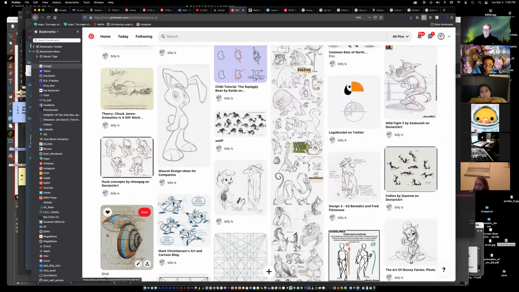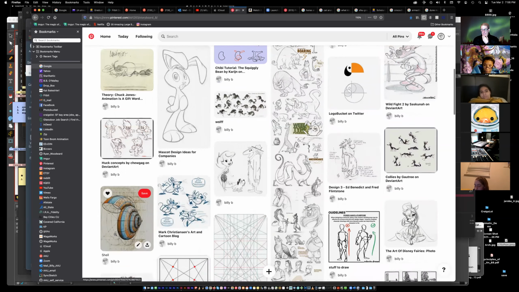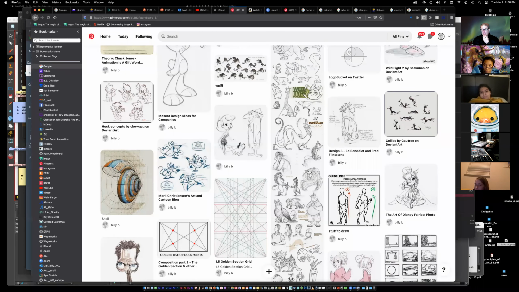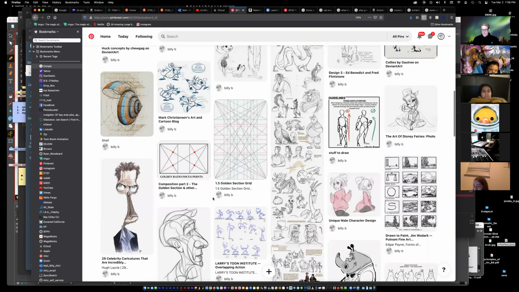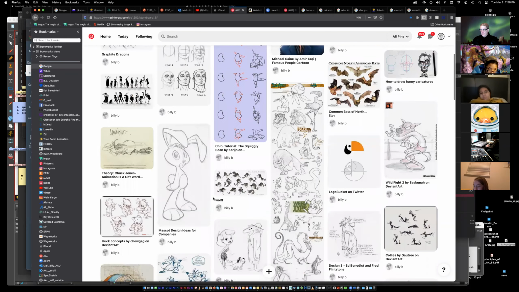There's just a whole bunch of really great things I've added to this board over the last week. You know, the guidelines showing you what a pose is like without the line of action and with the line of action. Here's a really simple mouse character, and you can't draw any of those poses without thinking about the line of action. So yeah, that's the top of the board right there.